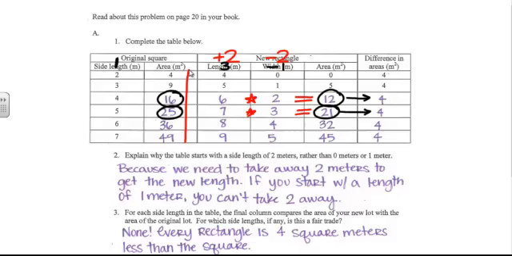Question 3 says, for each side length in the table, the final column compares the area of your new lot with the area of the original lot. For which side lengths, if any, is this a fair trade? And hopefully you figured out that these are all exactly the same, but that means none of them make a fair trade. You're always going to end up with 4 less square meters than if you were to stick with the original square.